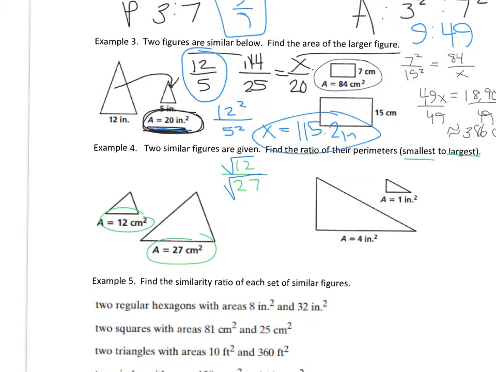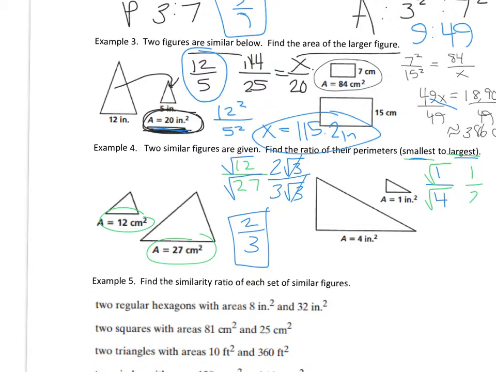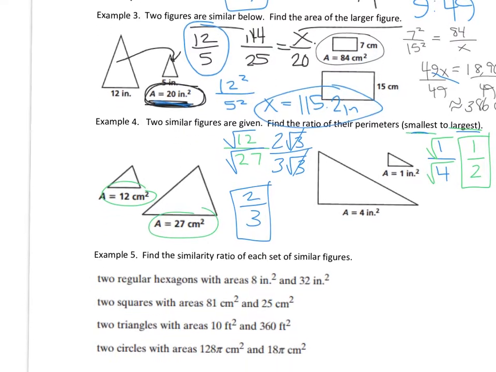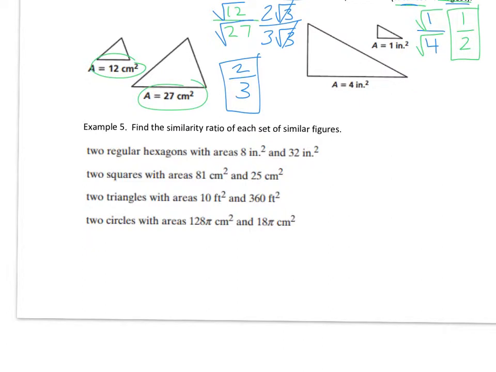So it's the square root of 12 over the square root of 27. If I simplify the square root of 12, it's 2√3. If I simplify the square root of 27, it's 3√3. These cancel out, so it's 2 over 3. 2/3 is the similarity ratio, or the ratio of the perimeters. Okay, then the second one, smallest to largest, so it's going to be 1 over 4. But this is the area ratio, so to get the ratio of the perimeters, you have to take the square root. So it's 1 over 2. That one worked exact.